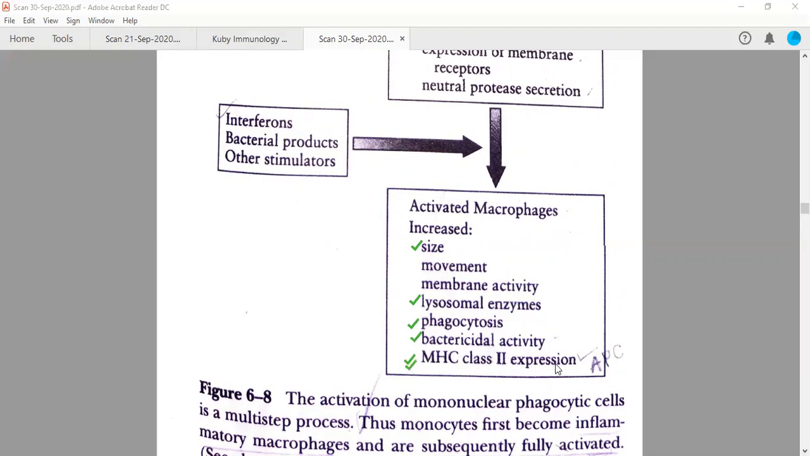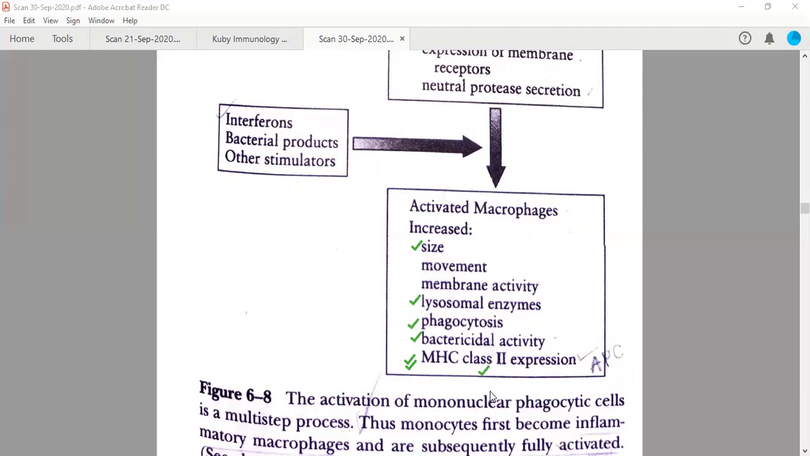MHC class 2 expression will increase over their membrane, and because they will express the class 2 molecules, with the help of this major histocompatibility complex, they will present antigen fragments to other cell types. Mainly with the help of class 2 molecules, they will present this antigen, right?